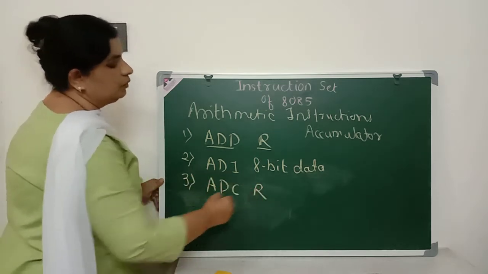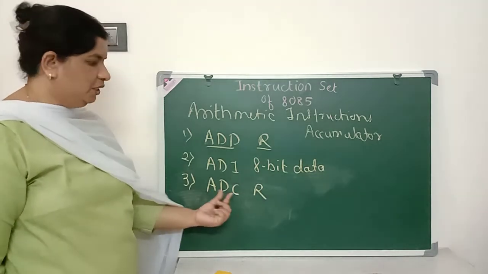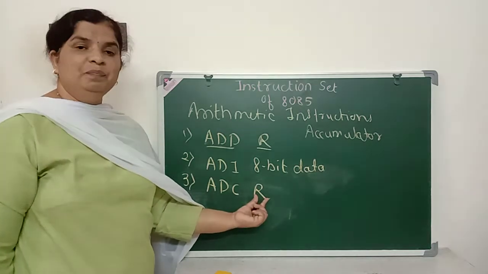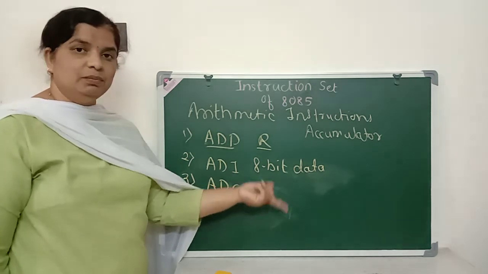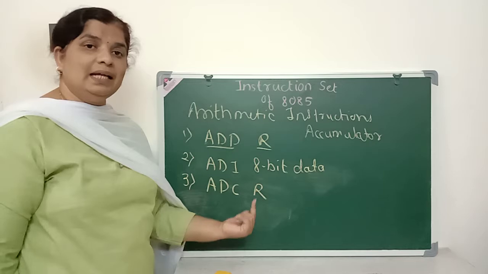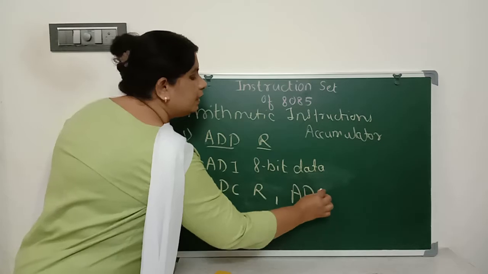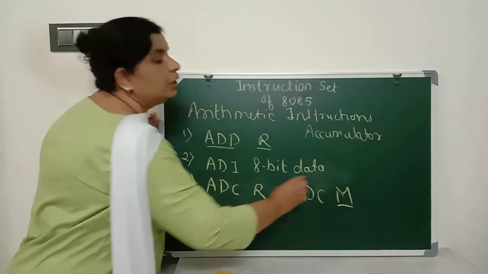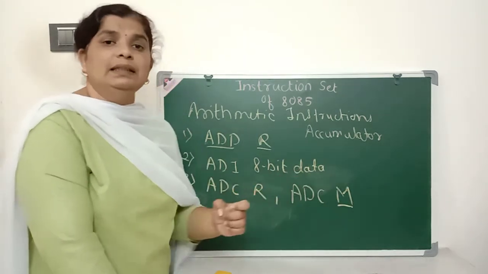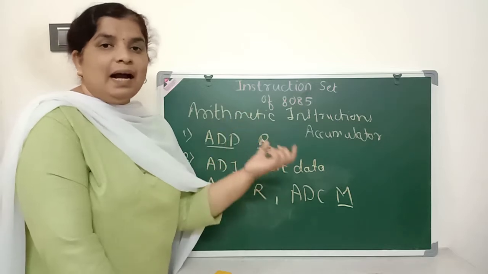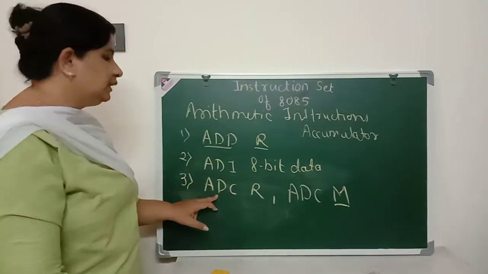Now the third standard format we are going to see here is ADC register. So what does it stand for? ADC stands for addition with carry. This register will be any of the 7 registers which are accessible to the user, that is accumulator, B register, C register, D, E or H, L. Or we can write another standard format as ADC M. We already know what M means. M is the memory location whose address is present in the HL pair. Whatever address is present in the HL pair, that memory location can be treated as the M register. So this is the next standard format.